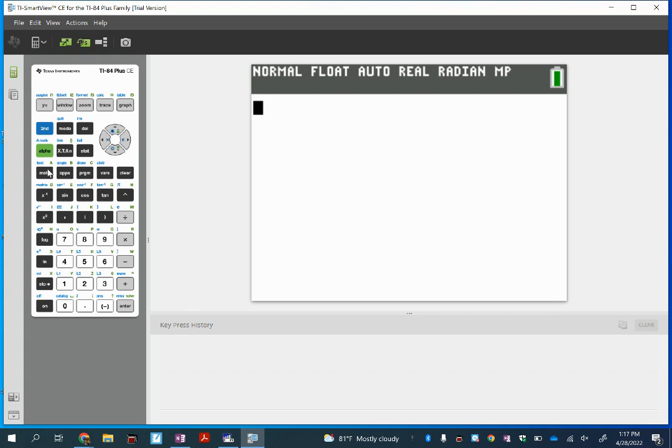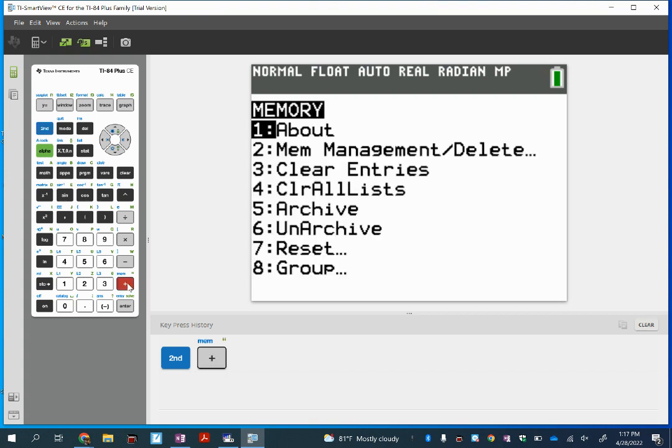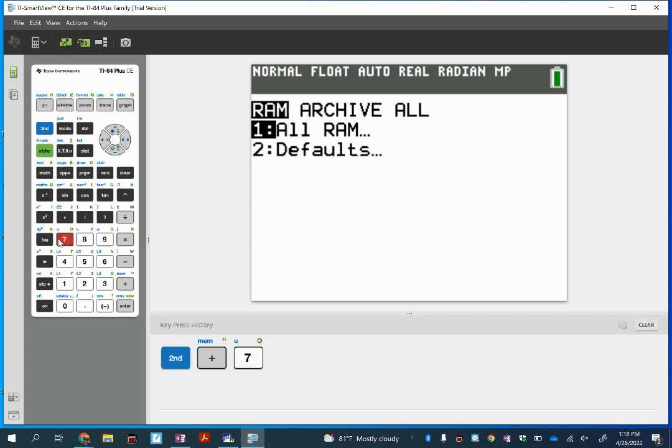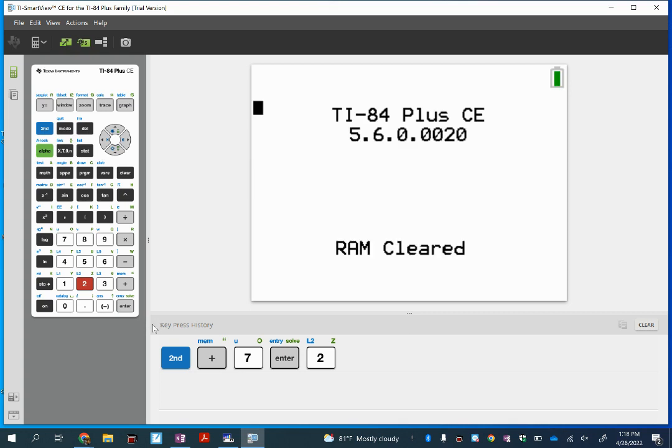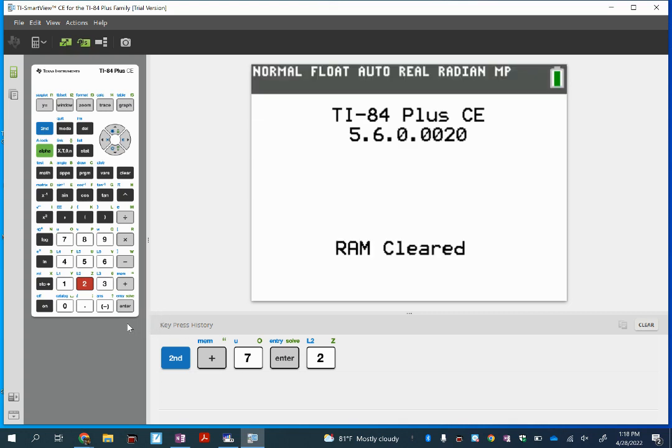All right. Let's type it in. Oh, let me try to delete it all. So second memory. You go to reset, second memory. Reset, which is 7. And then all RAM. Yes, reset, number 2. It's just above enter, the plus sign. Second plus sign.